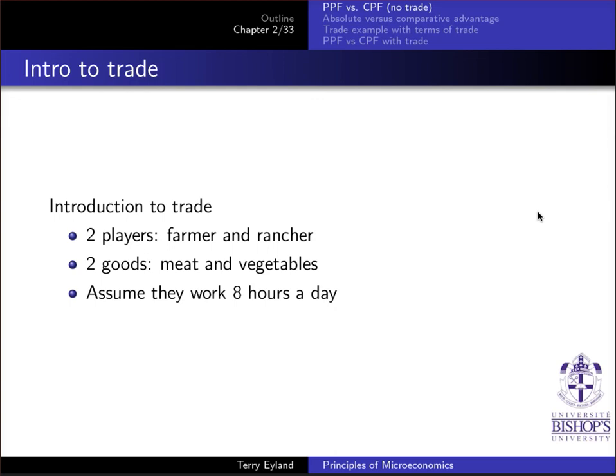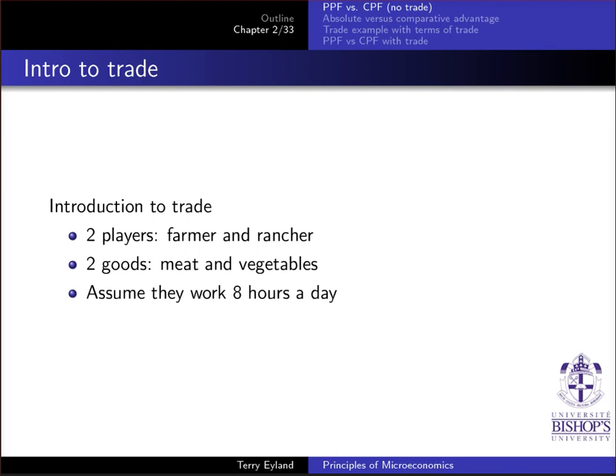So to start off, let's just see what are the key things happening here. Well, in this example, we have two players. We have a farmer and we have a rancher. And we have two goods that each of them could produce. They could either produce meat or vegetables or a combination of the two. And we assume that they work 8 hours a day.